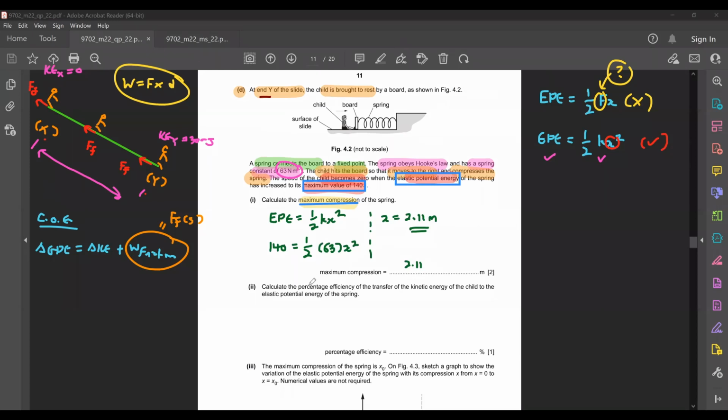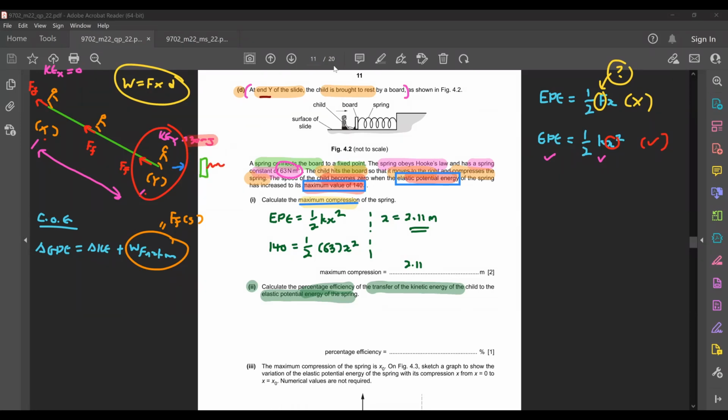In part 2, you want to calculate the percentage efficiency of the transfer of the kinetic energy of the child to the elastic potential energy of the spring. Let's consider the energies that are involved here. It was mentioned at the beginning of the question that at the end of the slide, the child is brought to rest by a board. So if you look at point Y here, the child actually had a kinetic energy of 300 joules. The child actually kept moving after that until he hits a board that is connected to a spring.